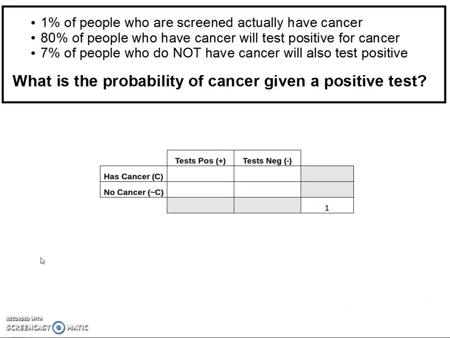Take a minute and try to fill this table out on your own. Then we'll walk through a full explanation.